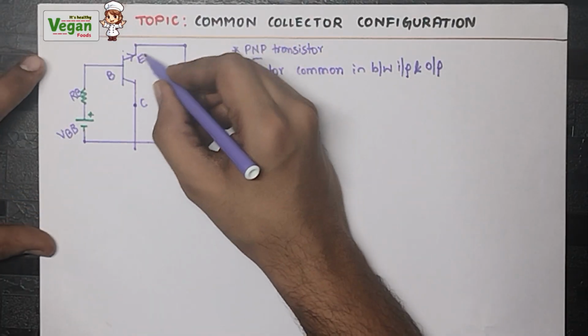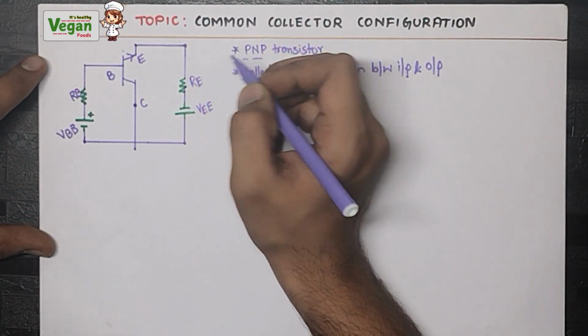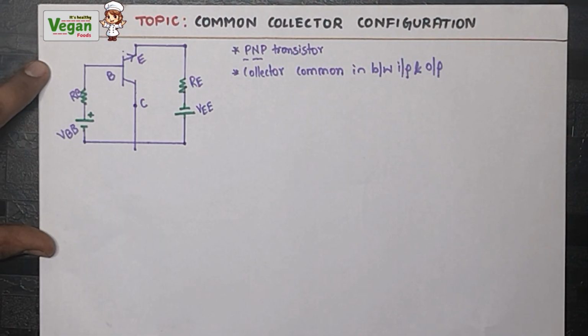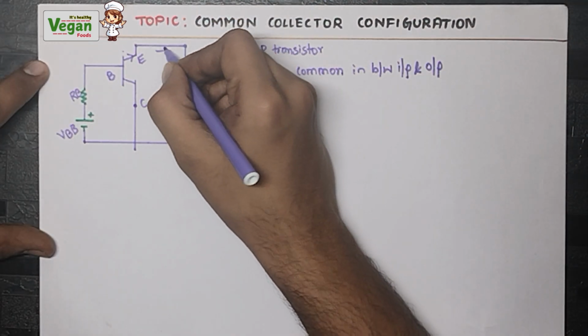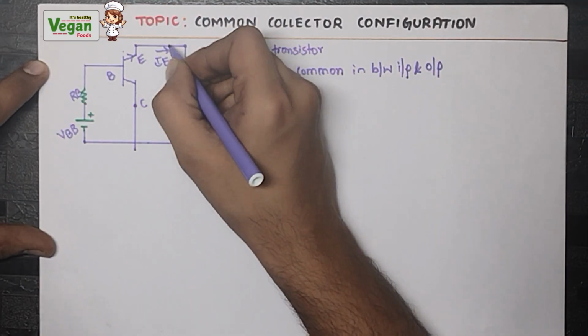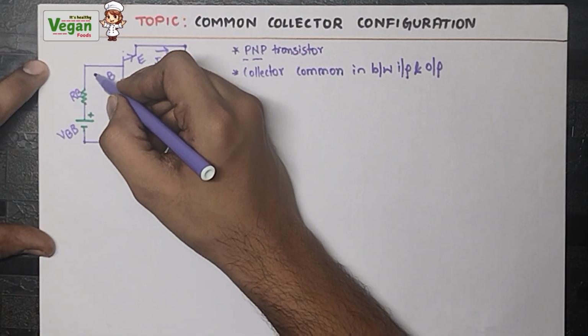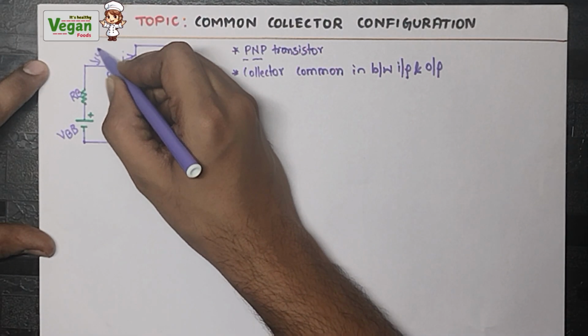And the way the current flows is from base to emitter, the current will flow in the collector configuration. So the direction of the current will be IE, that is the output current. Next, the input current is IB.